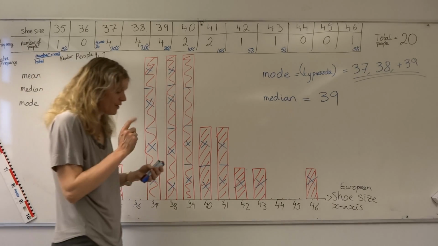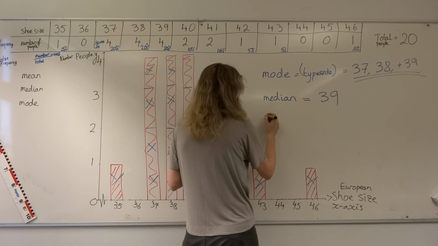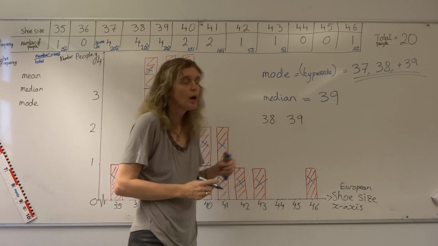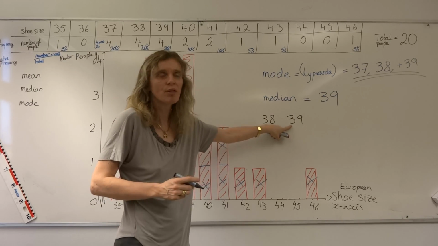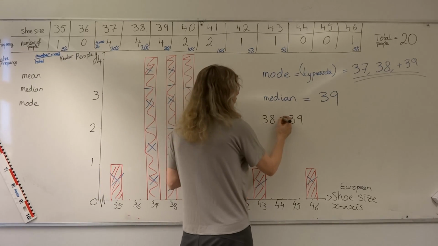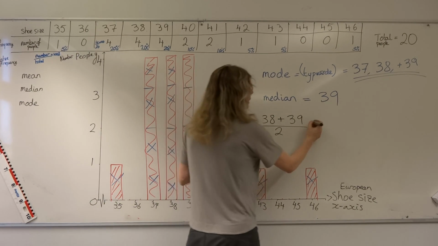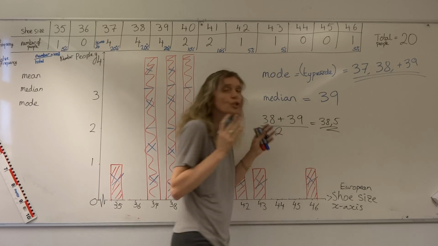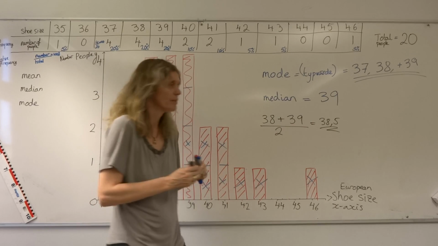If there had been a median of two numbers, maybe there'd been exactly two numbers here in the middle. What would we have done if we'd had 38 and 39 as both of our middle numbers? For median, we would have added those two numbers together and divided by 2, giving us a median of 38.5. If there are two numbers that are exactly in the middle, that's how we would find the median.